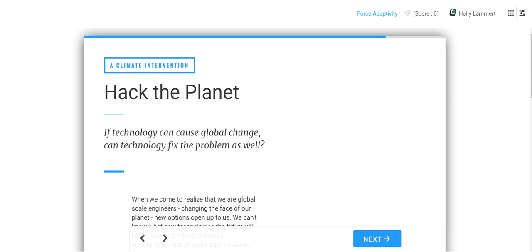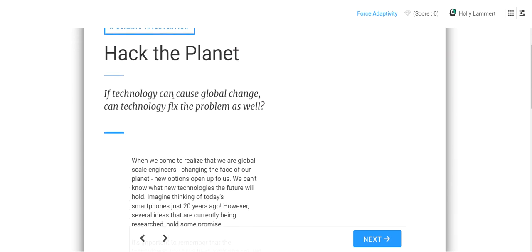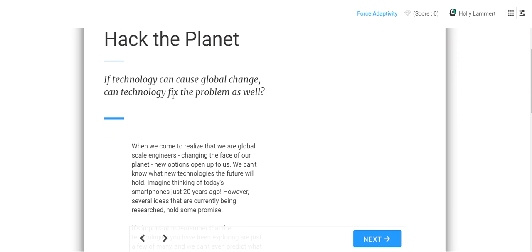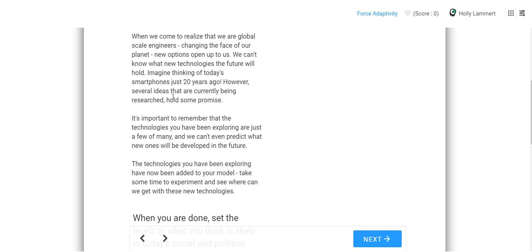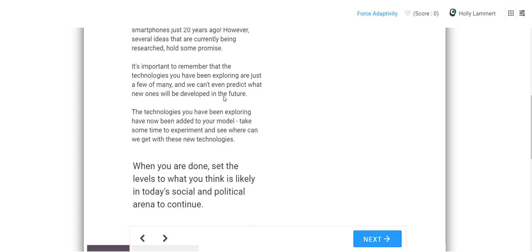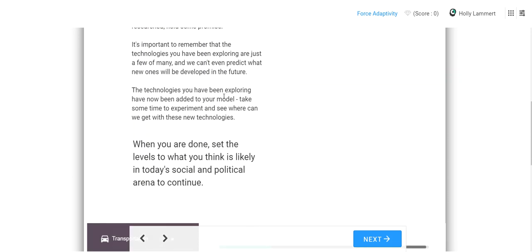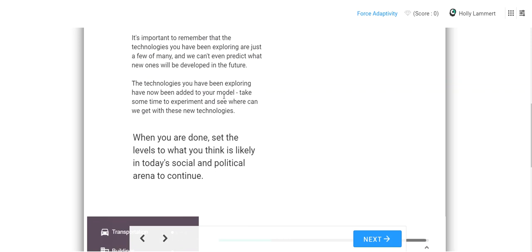All right, so then we get to this conclusion that we might hack the planet. If technologies can cause global change, can technology fix the problem as well? When we come to realize that we are global scale engineers, changing the face of our planet, new options open up to us. We can't know what new technologies the future will hold. Imagine thinking of today's smartphones just 20 years ago. However, several ideas that are currently being researched hold some promise. It's important to remember that the technologies we've been exploring are just a few of many, and we can't even predict what new ones will be developed in the future.